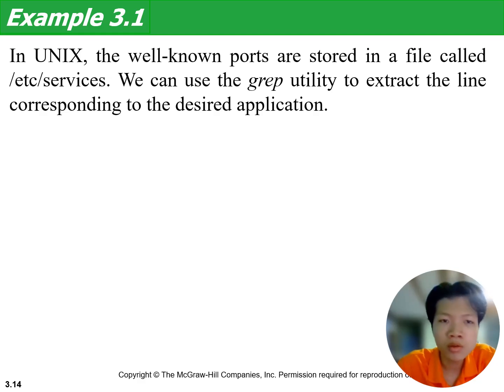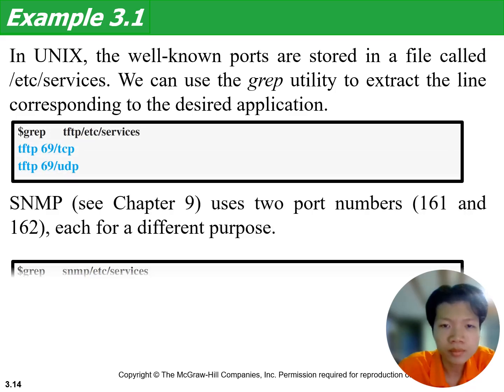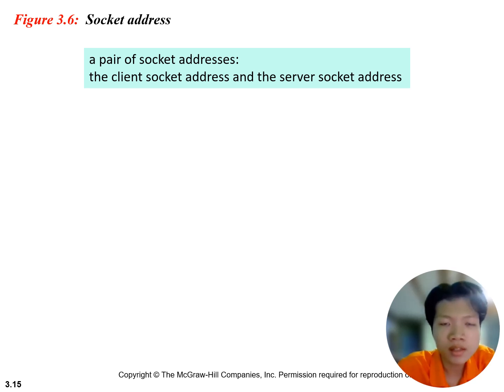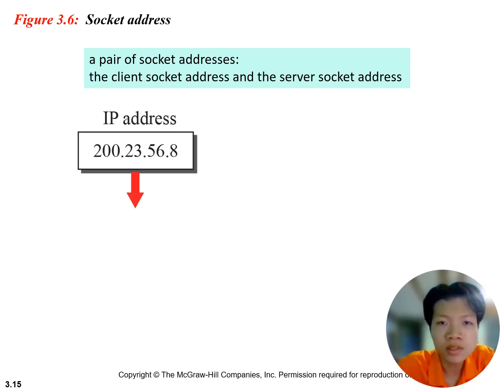Example 3.1. In Unix, the well-known ports are stored in a file called /etc/services. We can use the grep utility to extract the line corresponding to the desired application. Okay, here is socket address, a pair of socket addresses, the client socket address and the server socket address.